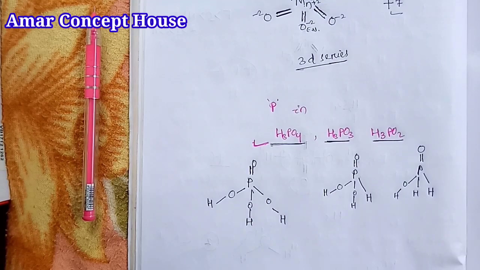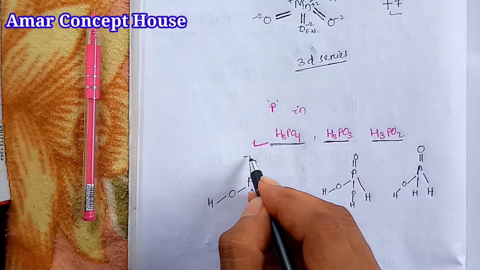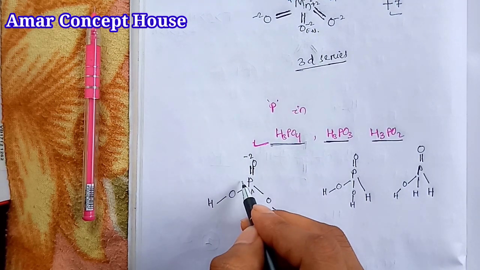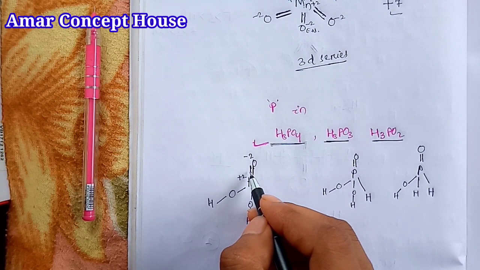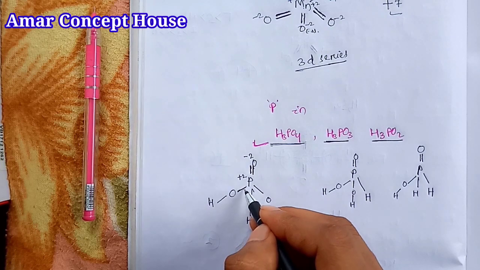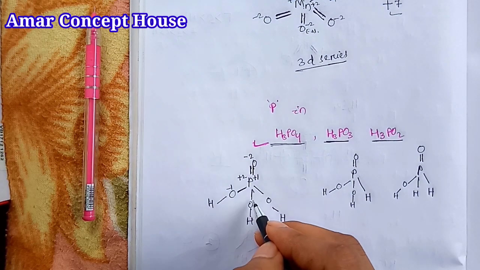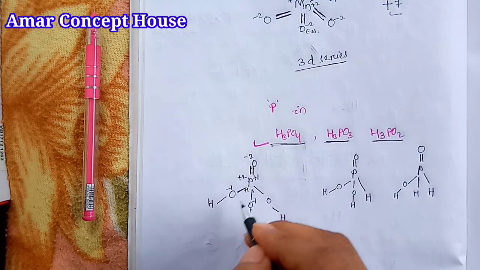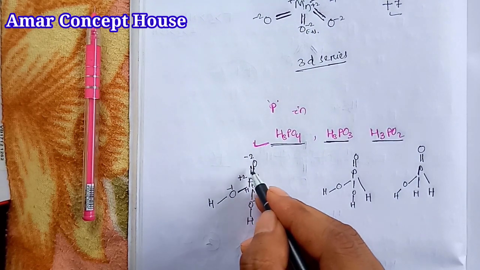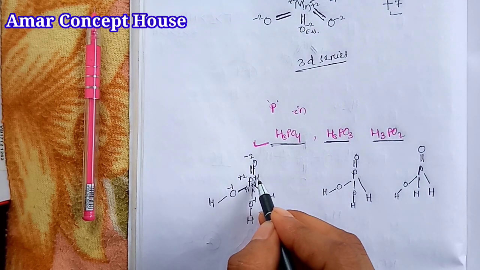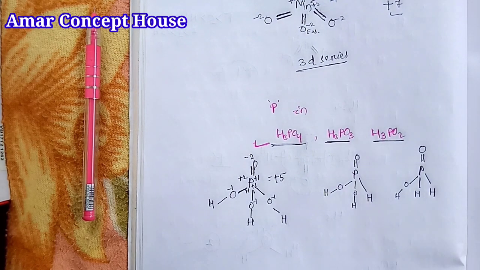Now come to the first one. For these two bonds, what is the formal charge over oxygen? It is -2, because oxygen is more electronegative than phosphorus. And similarly for these two bonds, phosphorus gets +2. Similarly for the single bond, oxygen gets -1, phosphorus gets +1, oxygen gets -1, because oxygen is more electronegative than phosphorus. Now what is the total formal charge over phosphorus? +2, +1 is 3, +1 is 4, +1 is 5. So oxidation state of phosphorus in phosphoric acid is +5.